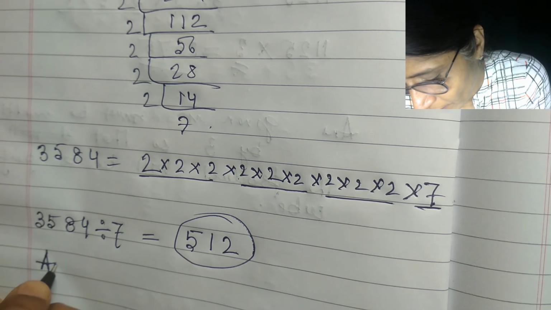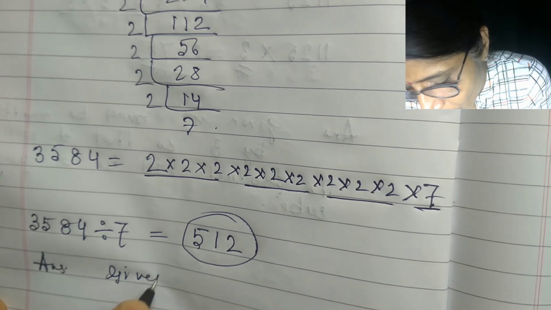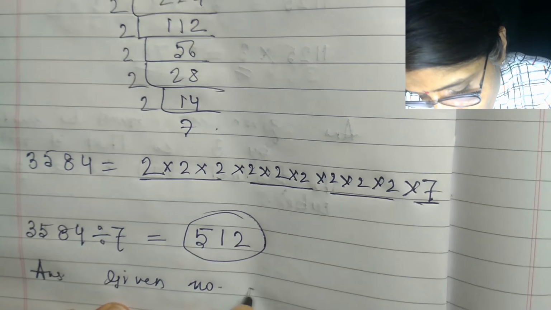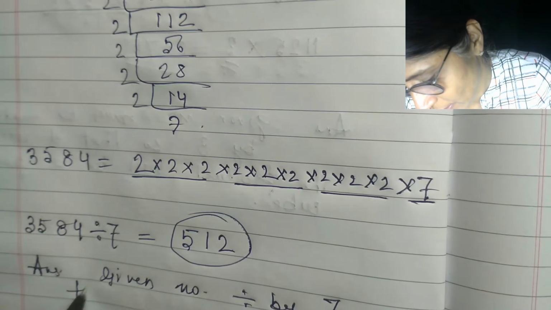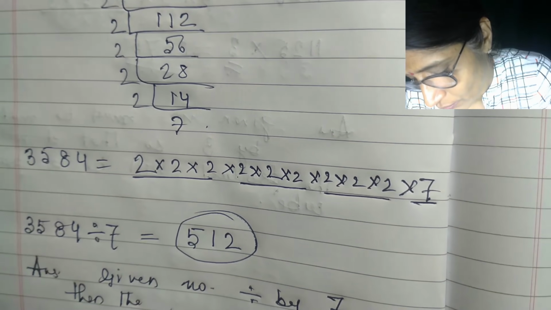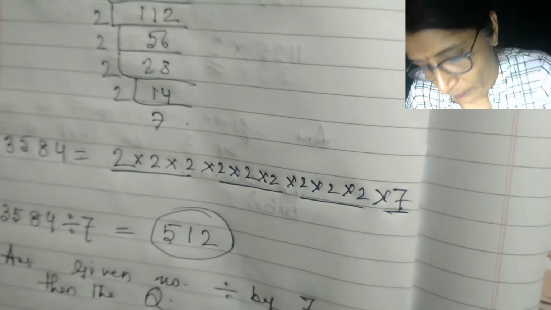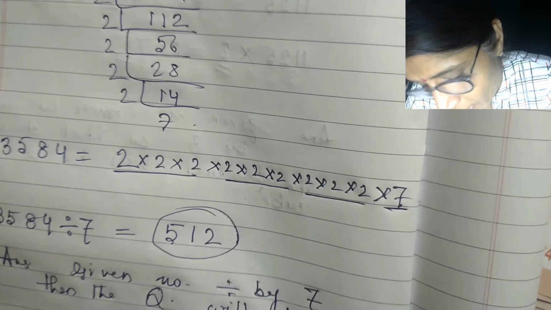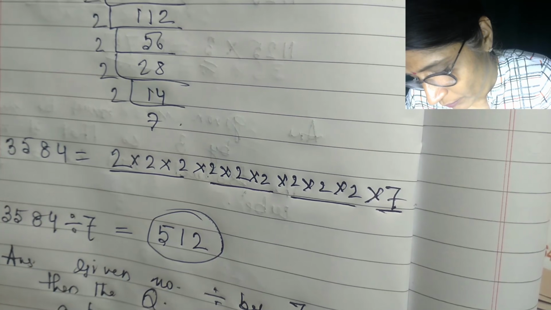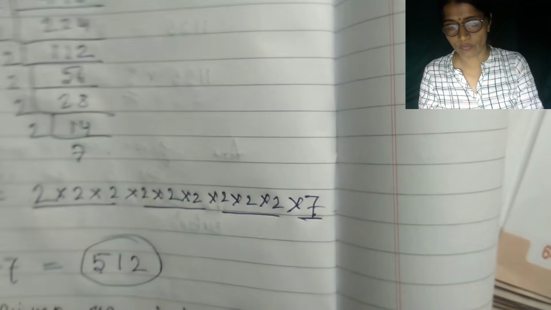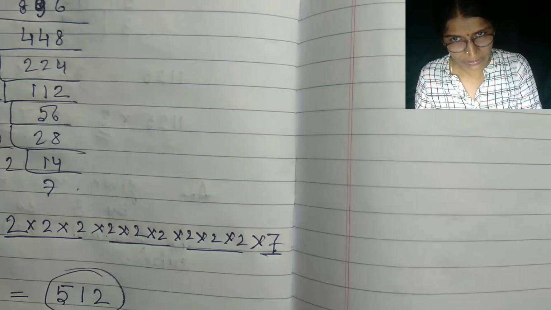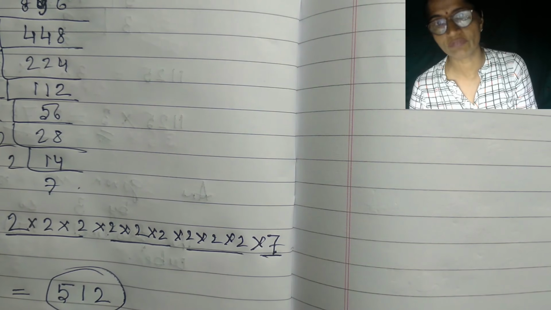So your answer will be: the given number divided by 7, then the quotient will be a perfect cube. Okay, you can verify also whether 512 is a perfect cube or not. 512 is the perfect cube of 8. We know 512 is the perfect cube of 8.